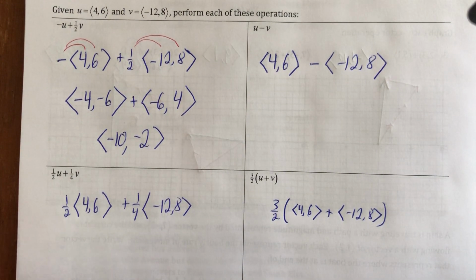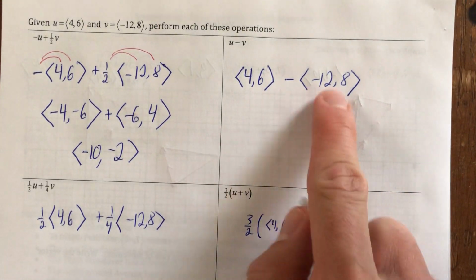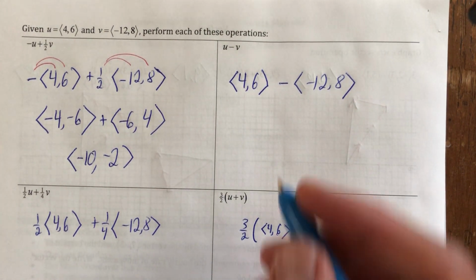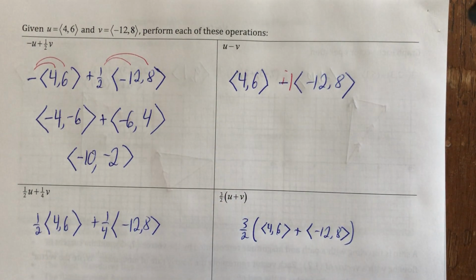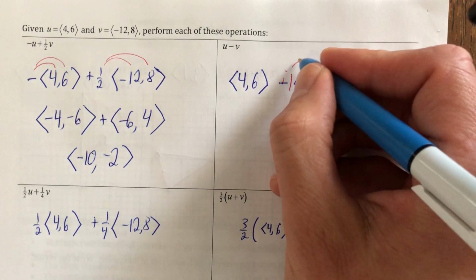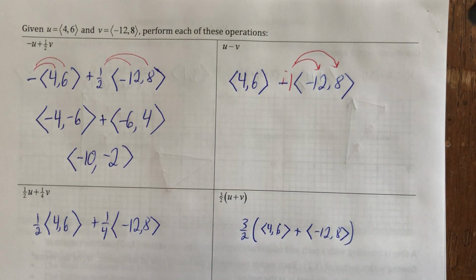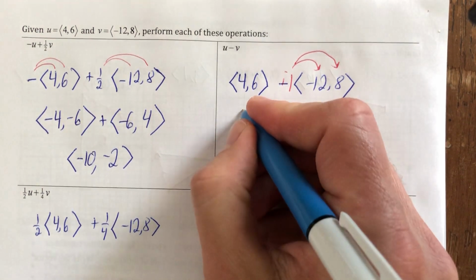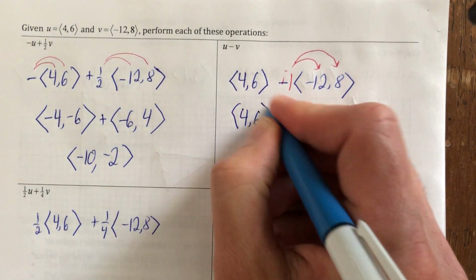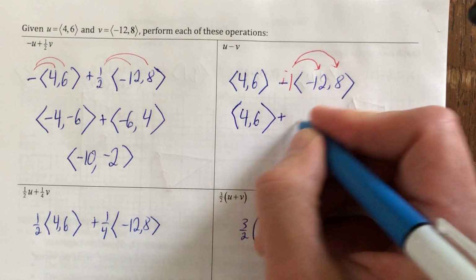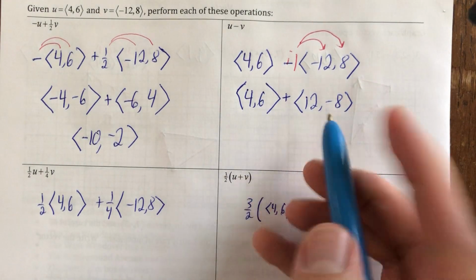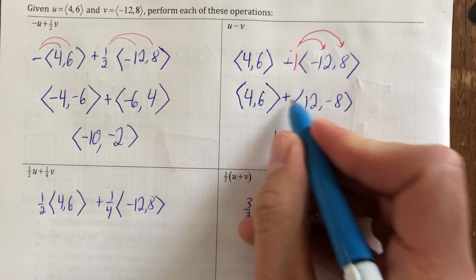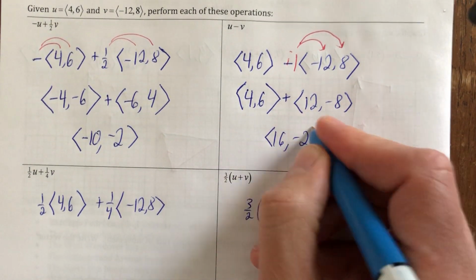Okay, let's move on. Let's not waste time. There is a subtraction here. If you want to kind of go old school on it, you can pretend like it's a negative 1. It's like plus negative 1. Negative 1 times negative 12, negative 1 times 8. And so we'd have 4 and 6. That one didn't change. And 12 and negative 8. 4 plus 12, 16. 6 plus negative 8 would be negative 2. See how fast that is?